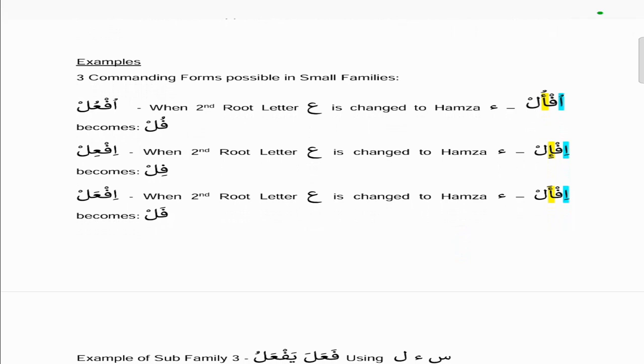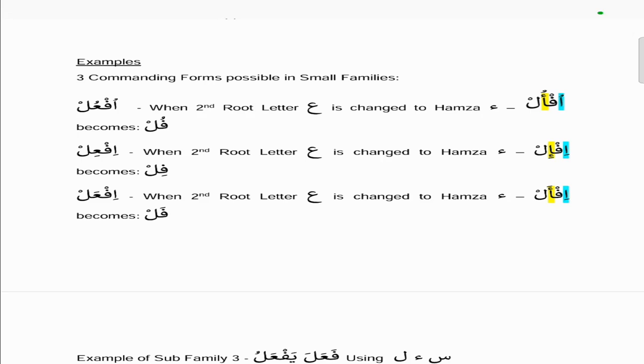So just go through them. The first is uf'ul, the second is if'il, and the last one is if'al. So these are the three different possibilities in commanding forms that you get across the 6 small sub-families. So we start with the first one, uf'ul. Now when we make the second root letter hamza, the ain is changed to a hamza. So when the second root letter, the ain, is changed to a hamza, then it becomes uf'ul.